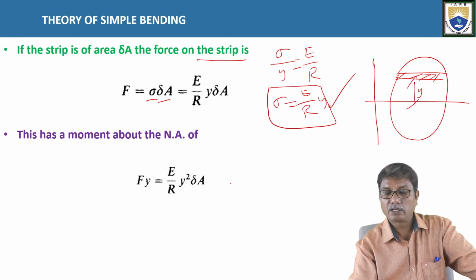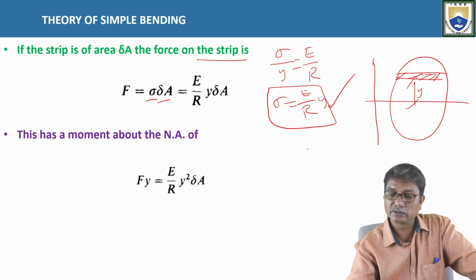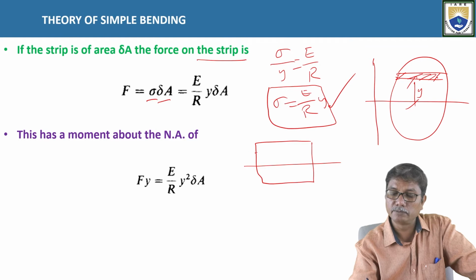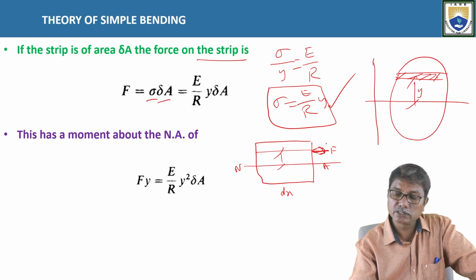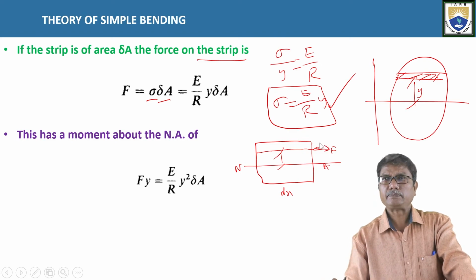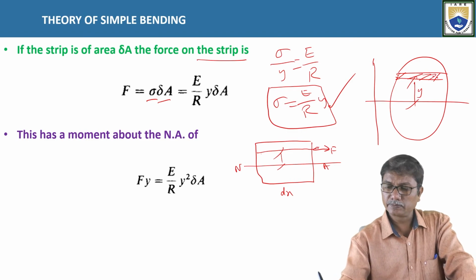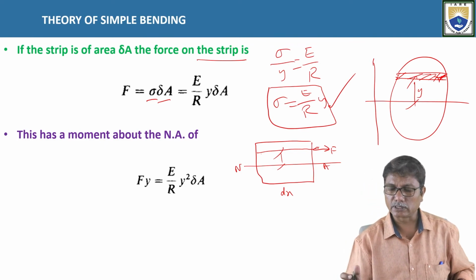Now the moment of this force about the neutral axis. This force will be acting on the cross section actually. This is the part of the beam, along the length delta x. This is the neutral axis, the neutral layer actually. So the force F will be acting on this. It is compressive or tensile; if it is tensile, it will be acting away from this. This is the force acting on the elementary strip of area delta A. It is clear.